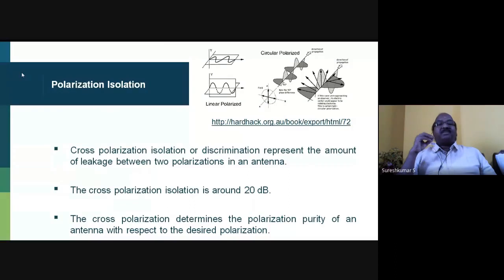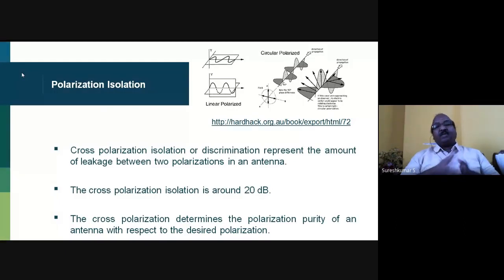Then polarization isolation, that is another thing. How pure is your signal in polarization? Suppose you have a vertical plane reception and you try to transmit in horizontal and try to receive in vertical, it should ideally be no signal in the vertical because they are orthogonal polarizations. Okay, same way in circular polarization, right circular versus left circular, there should be an isolation. Normally this cross polar isolation is 20 dB and above.